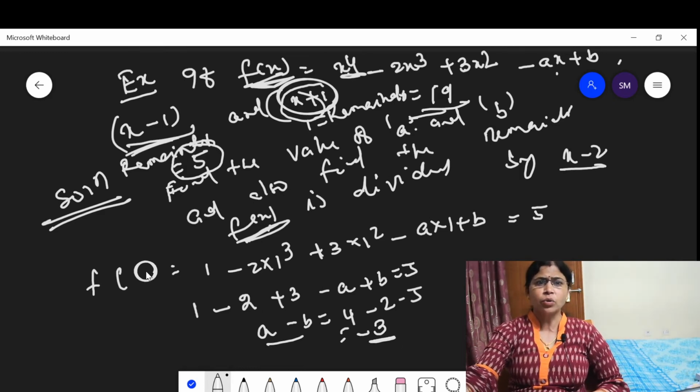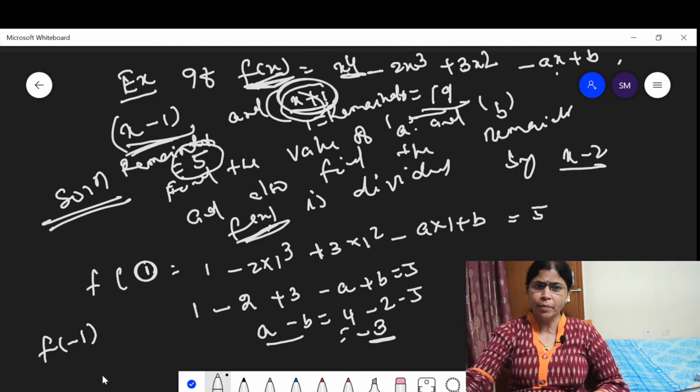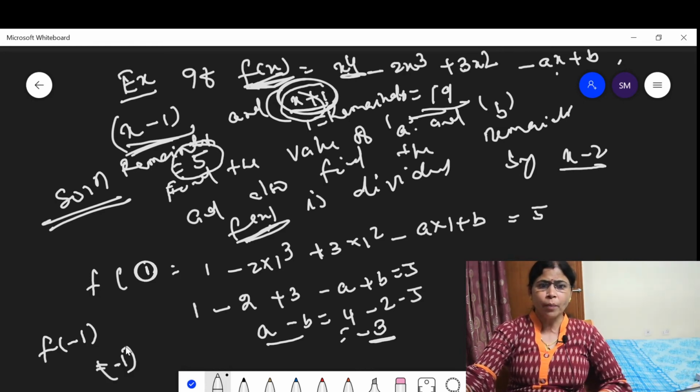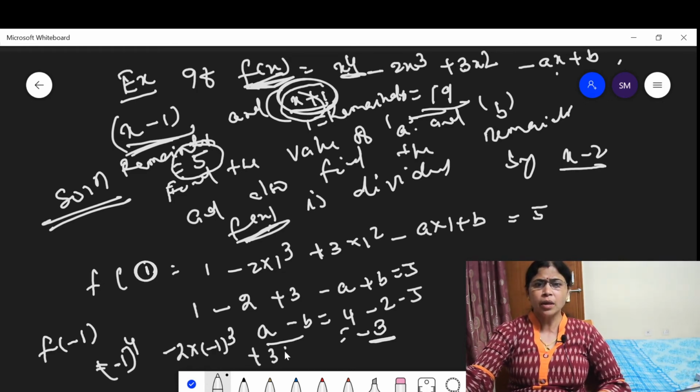In the other condition, when f(x) is divided by x plus 1, f of minus 1 is the remainder. F of minus 1 is minus 1 to the power 4 minus 2 into minus 1 cube plus 3 into minus 1 square minus a into minus 1 plus b.